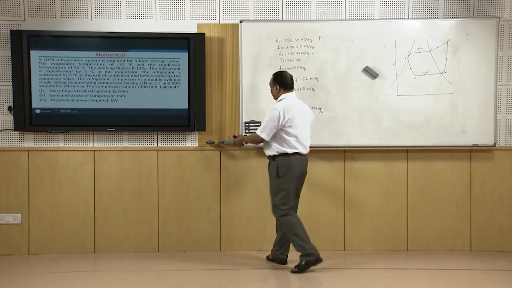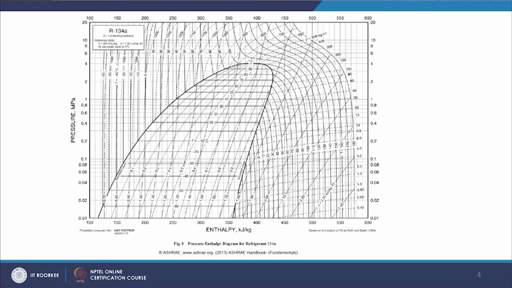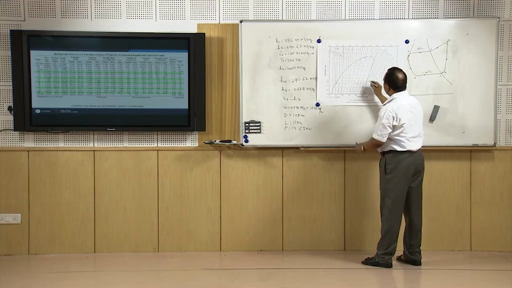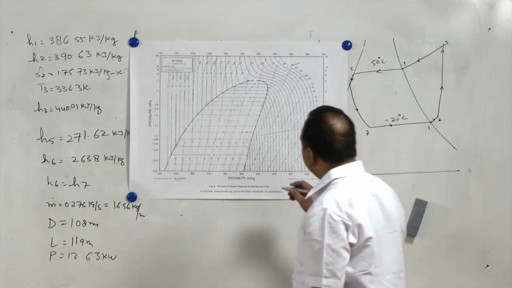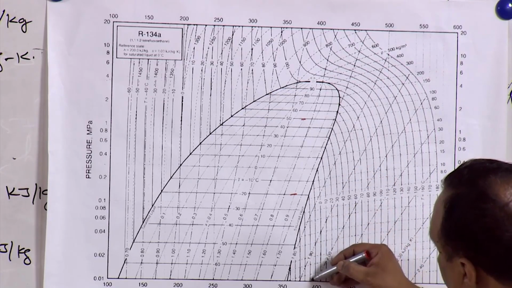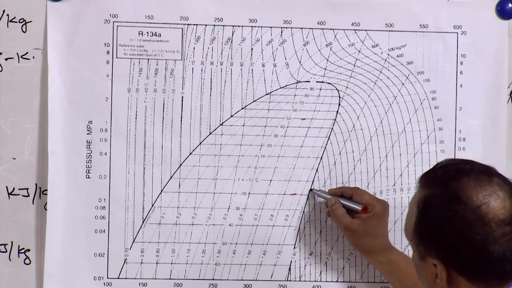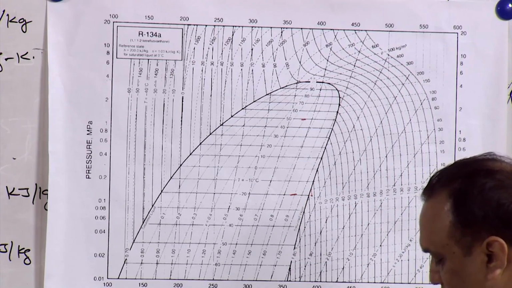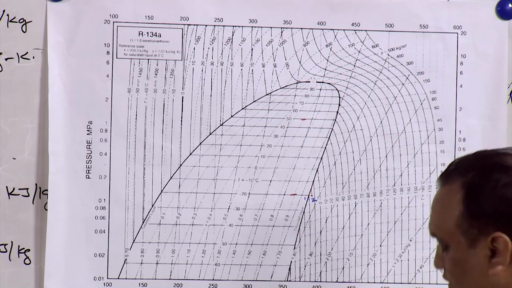Now, the same numerical can be solved by using pH diagram. We can also show these processes on pH diagram. Now, in pH diagram, this is minus 20 degree centigrade line and this is 50 degree centigrade line. Vapor is superheated by 5 degree centigrade in evaporator. This is minus 20 degree centigrade constant temperature line. This is minus 10 degree centigrade constant temperature line. So, 15 degree centigrade constant temperature line will lie somewhere here, and if we extend this line, this is state 2. So, this is state 1 and this one is state 2.